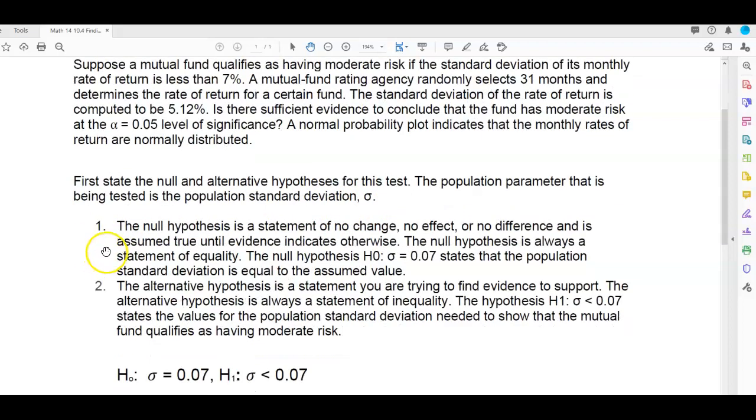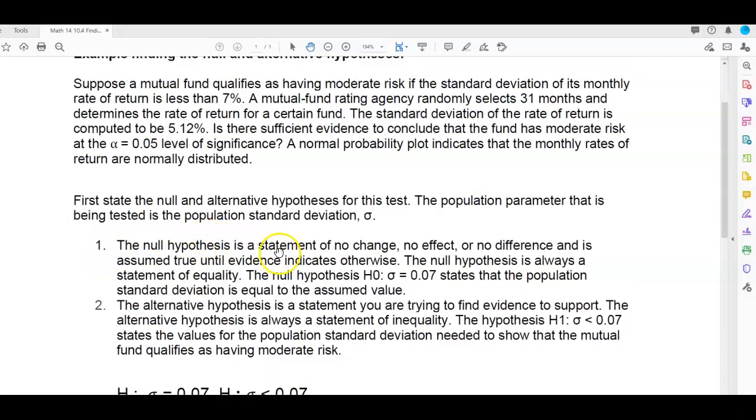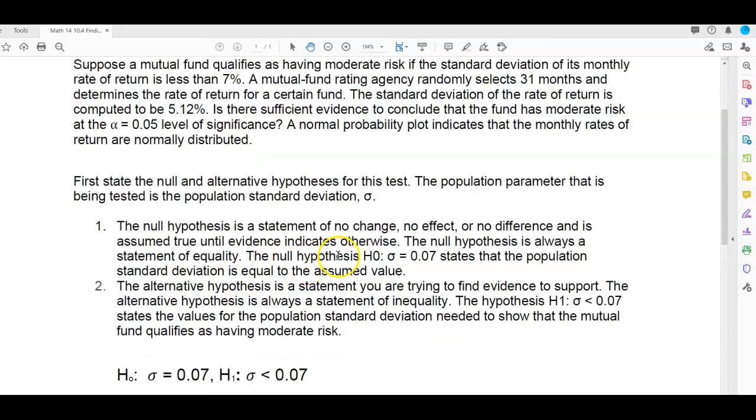So for part 1, the null hypothesis is a statement of no change, no effect, or no difference, and is assumed true until evidence indicates otherwise. The null hypothesis is always a statement of equality. So the null hypothesis is that the population standard deviation is equal to 0.07, which states the population standard deviation is equal to the assumed value.